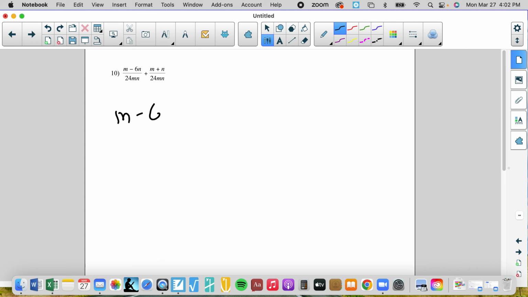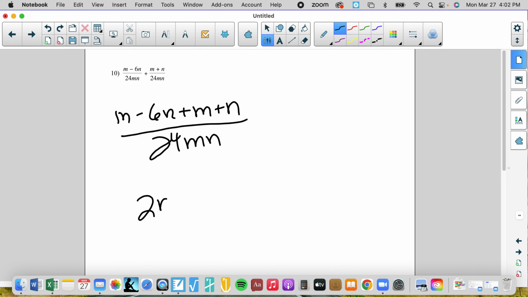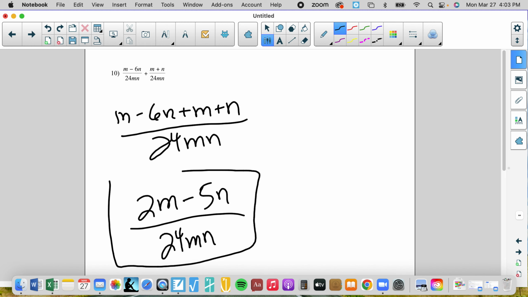m minus 6n plus m plus n all over 24mn. m and m. I was thinking of something witty. Negative 6n plus n, negative 5n all over 24mn. Nothing factors in the numerator, so we can't cancel or simplify that any further.